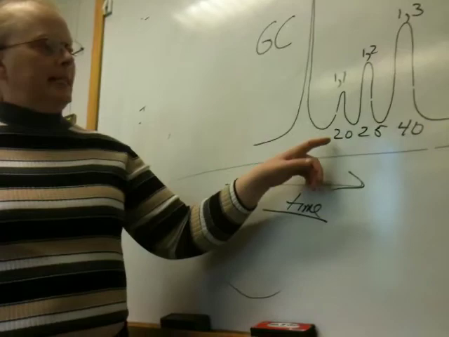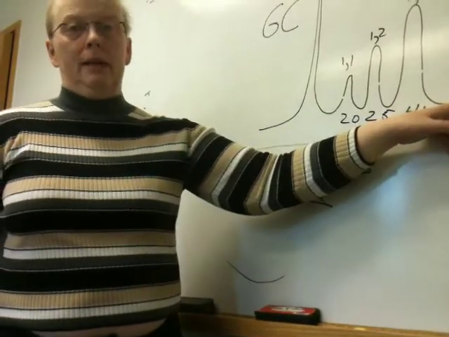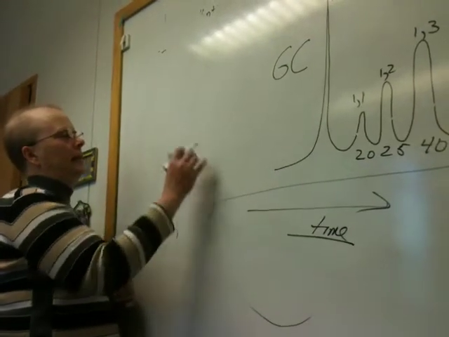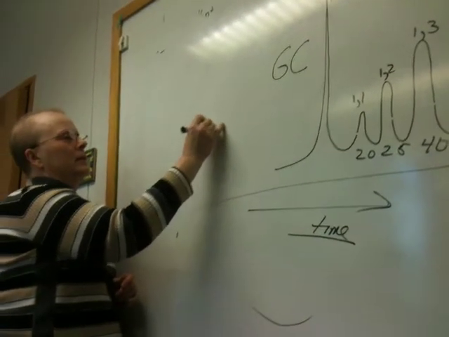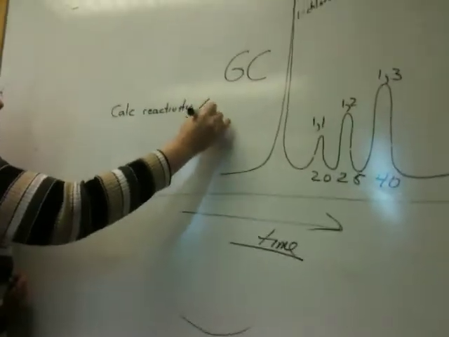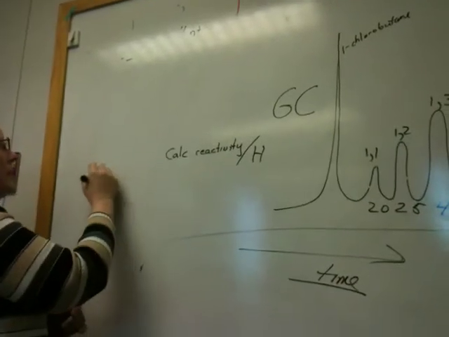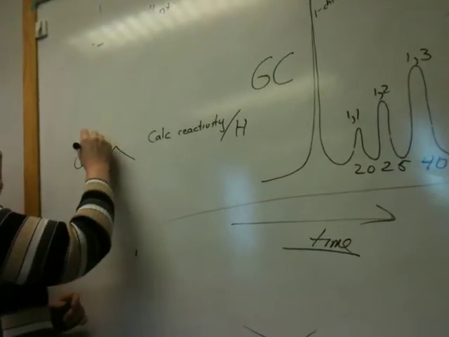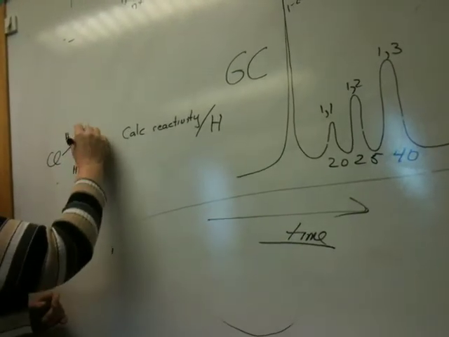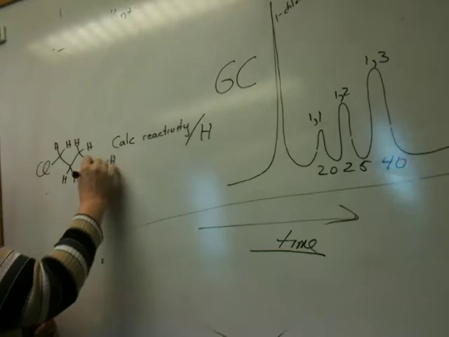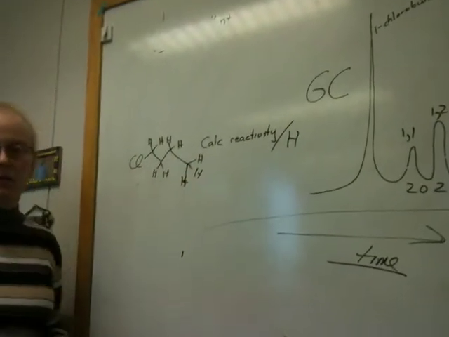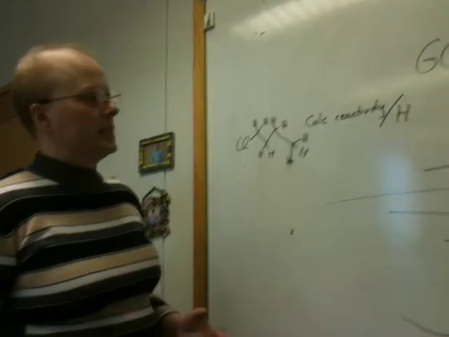I don't know if you recall, but you had to take these numbers and you had to process them. Okay? You had to calculate the reactivity per hydrogen. So since the starting material had 2 hydrogens here, 2 here, 2 here, 2 here, and 3 here, this site was statistically favored. Even though it might not have been intrinsically favored, it was statistically favored.